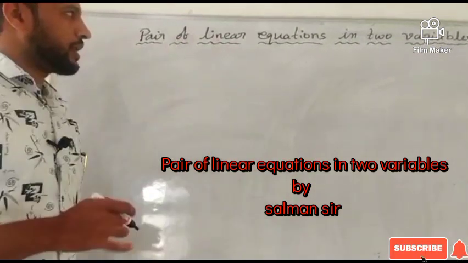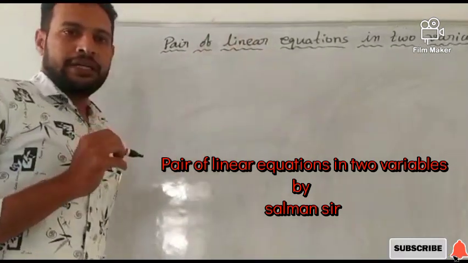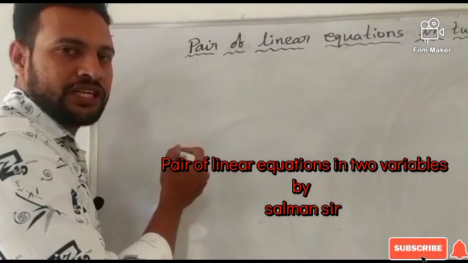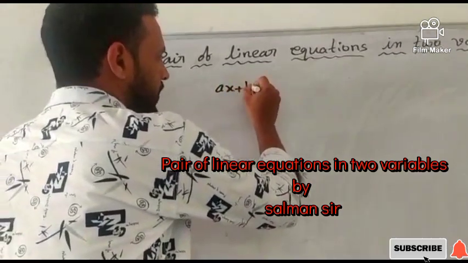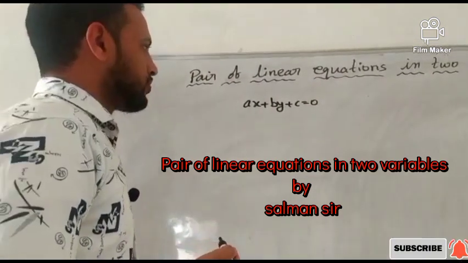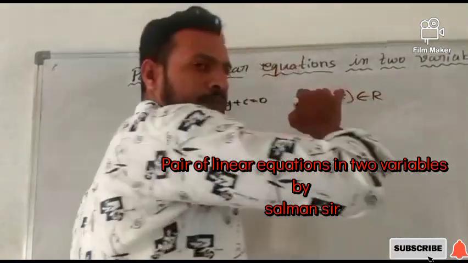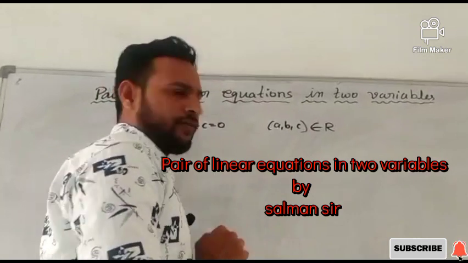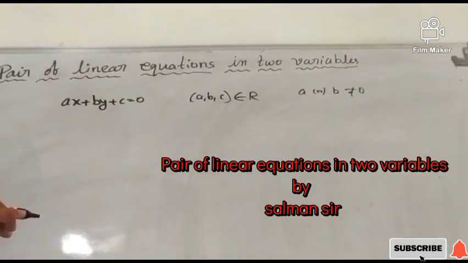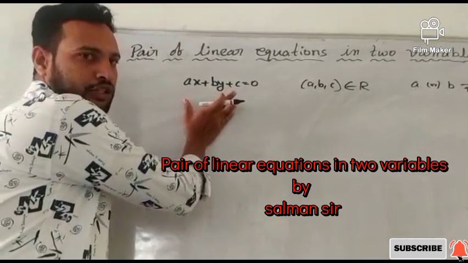Before entering this topic, we will learn what a linear equation in two variables is. An equation of the form ax plus by plus c is equal to 0, where a, b, c belong to real numbers and at least one of a or b is not equal to 0, is said to be a linear equation in two variables.